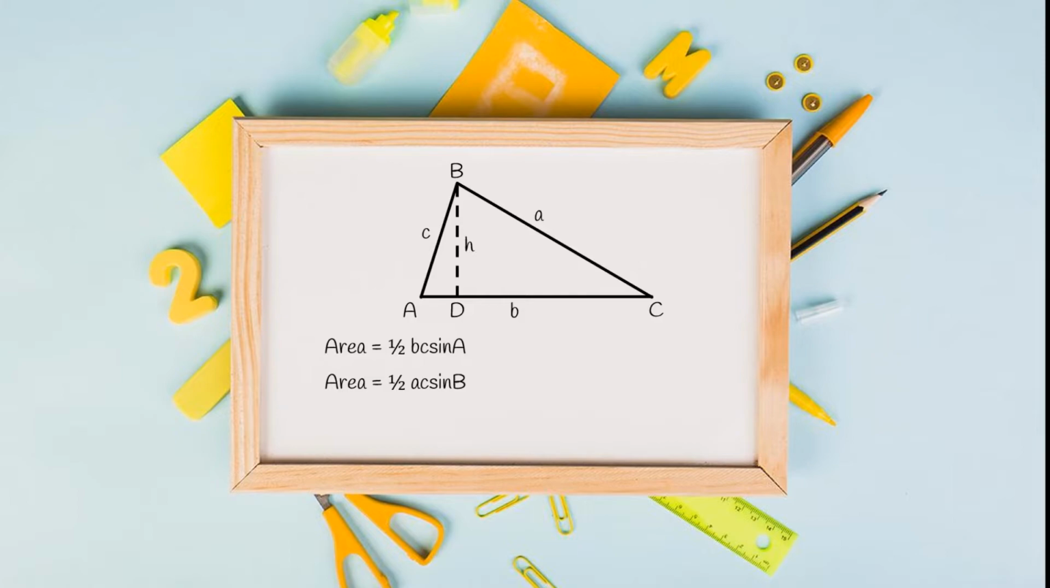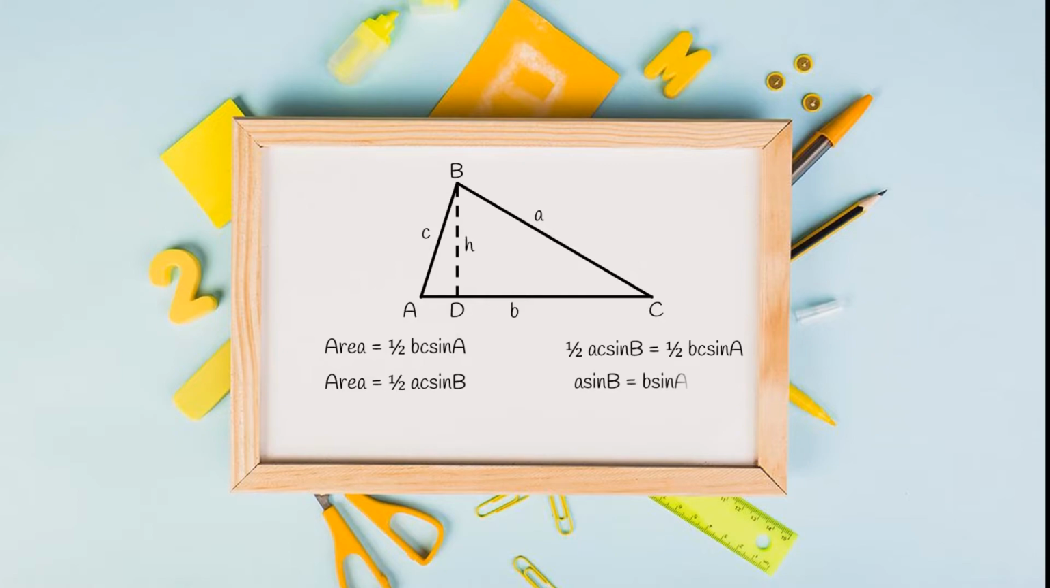Any of them work. Because they both give us the area, they are the same as each other, so we can equate them. We can say that they're equal to each other. However, you may have noticed both sides here have a half and both sides have a C in them. So I'm going to eliminate those.